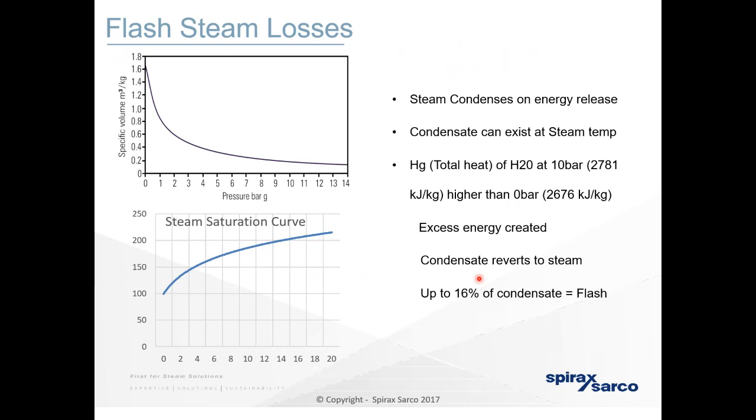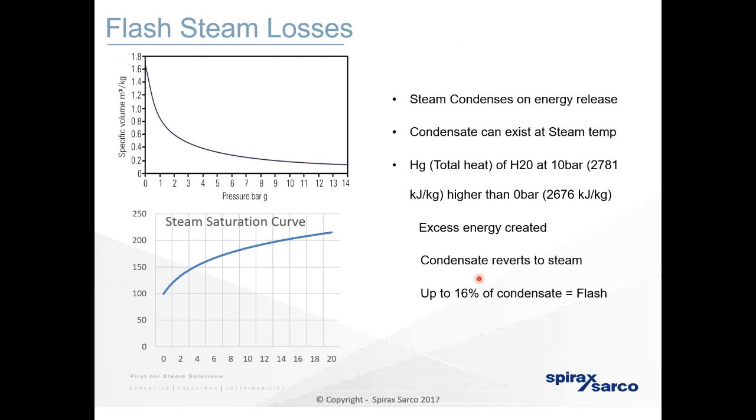So flash steam losses. Why are they important to us? Steam condenses on energy and releases the energy. Condensate can exist at steam temperature, so you can have both condensate and steam at the same temperature. So the Hg, total heat of the water at 10 bar, is 2,801 kilojoules per kilogram. So it's higher than at 0 bar, which is 2,676 kilojoules per kilogram.